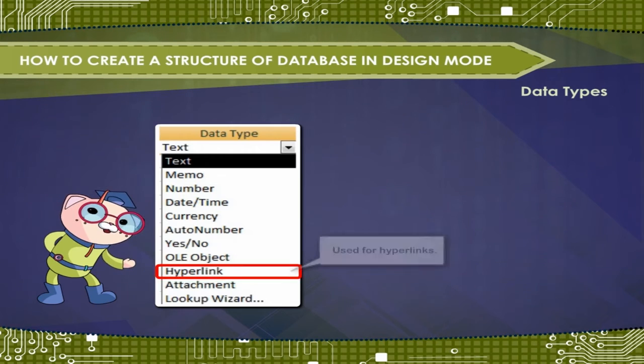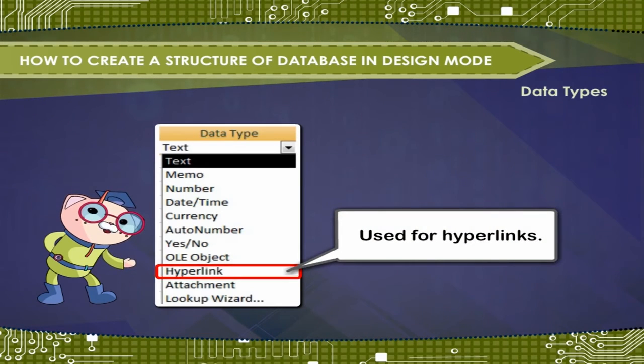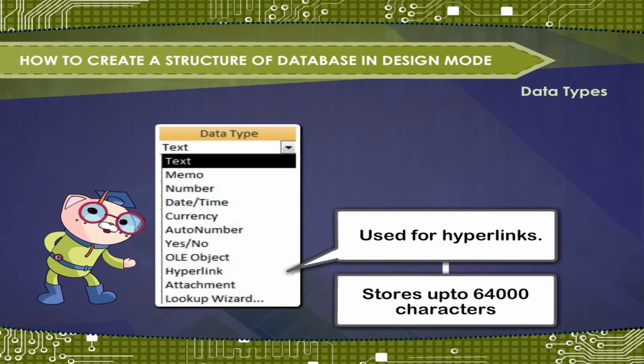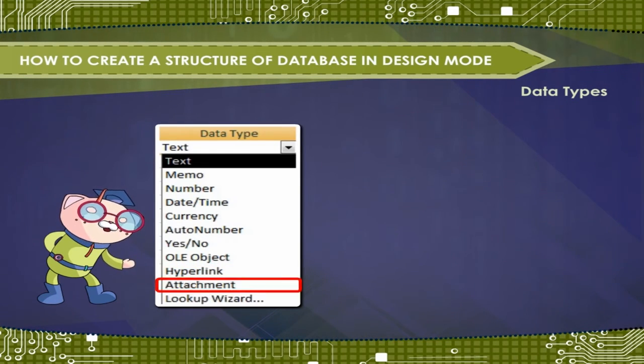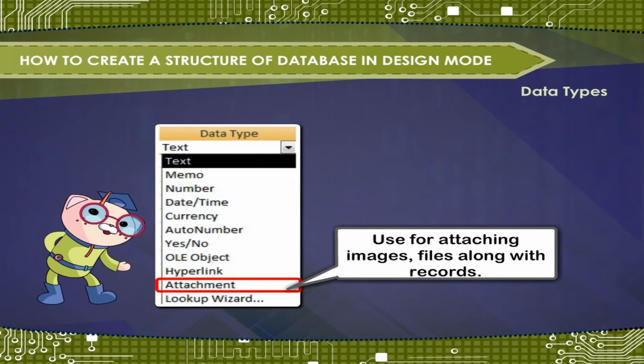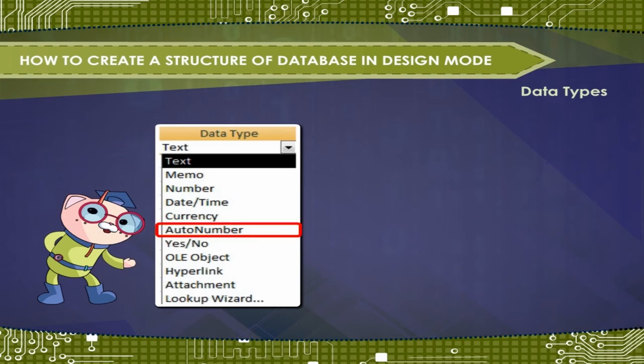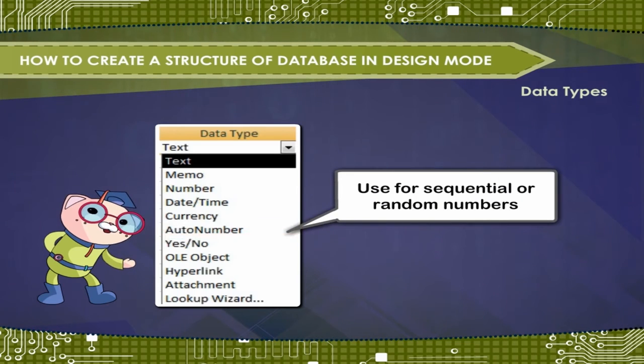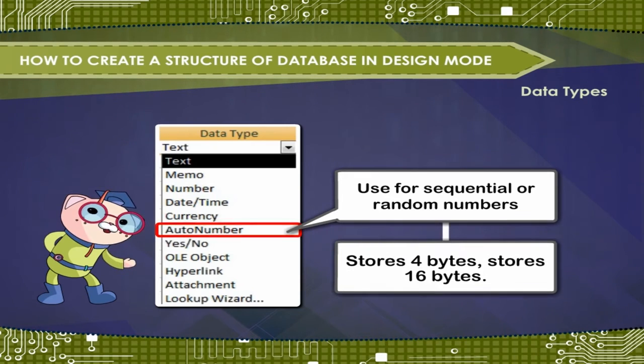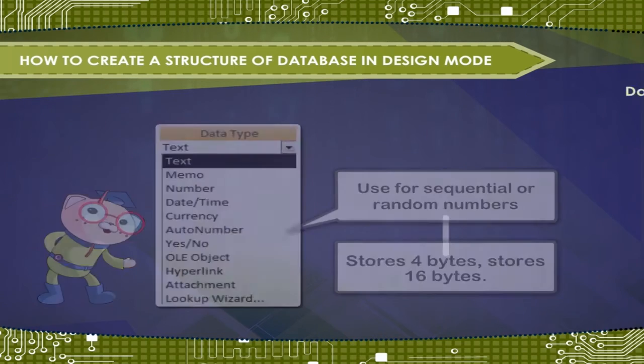Hyperlink. Used for hyperlinks. A hyperlink can be a unique path or URL. Stores up to 64,000 characters. Attachment. Used for attaching images and files along with records. Auto number. Used for sequential or random numbers, replication ID or GUID, generated automatically. Stores 4 bytes. Stores 16 bytes.